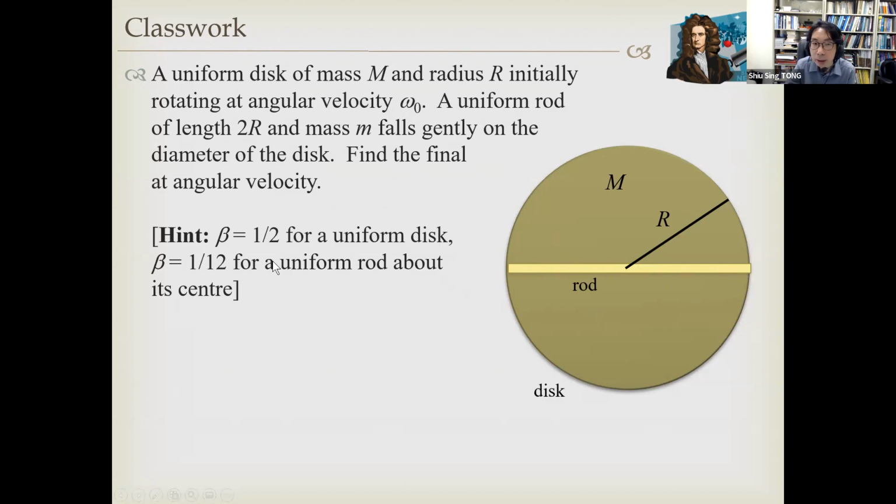How would you apply the conservation of angular momentum? What is the initial angular momentum? Initially, the rod is not rotating, right? The rod is at rest. So the initial angular momentum is due to the disk. And what is the angular momentum of this? Can somebody answer me? What is the initial angular momentum of the disk?